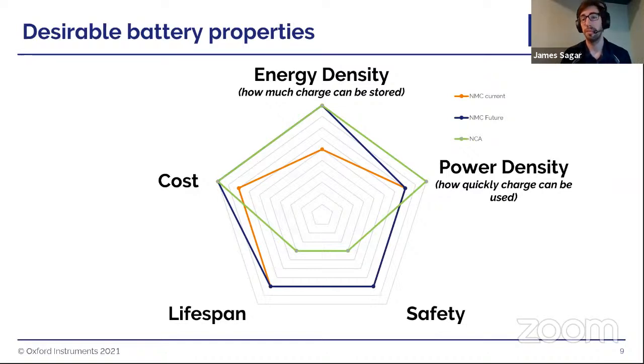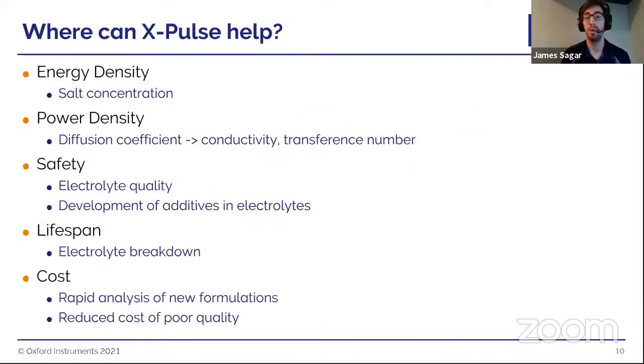And it's not just by optimizing the electrodes that we can increase our performance. You can also optimize the electrolyte to deliver the same sort of thing. So if we look at where X-Pulse can help across those key performance characteristics, we can look at energy density by measuring salt concentrations. We can look at power density by measuring diffusion coefficient, allowing us to measure things like conductivity and transference numbers. We can ensure safety by measuring electrolyte quality or developing additives in electrolytes.